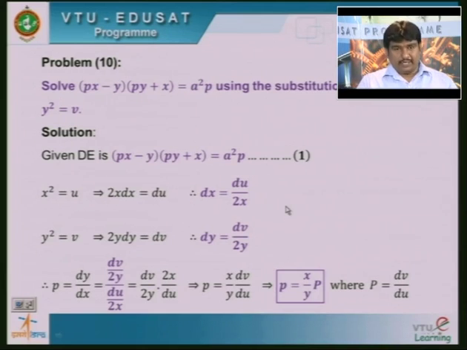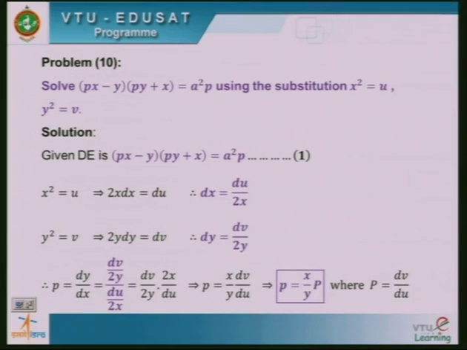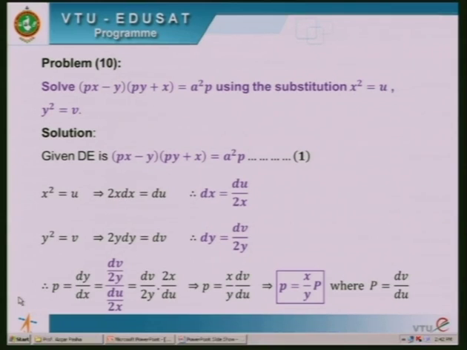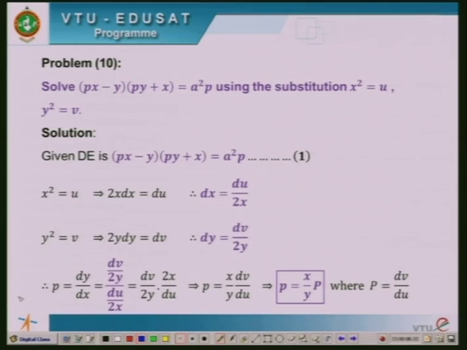Problem number 10 on Clairaut's equation. The given equation is not Clairaut's, but it can be converted to Clairaut's equation using the substitution x square equals u and y square equals v. The given differential equation is px minus y equals a square into p over py plus x.